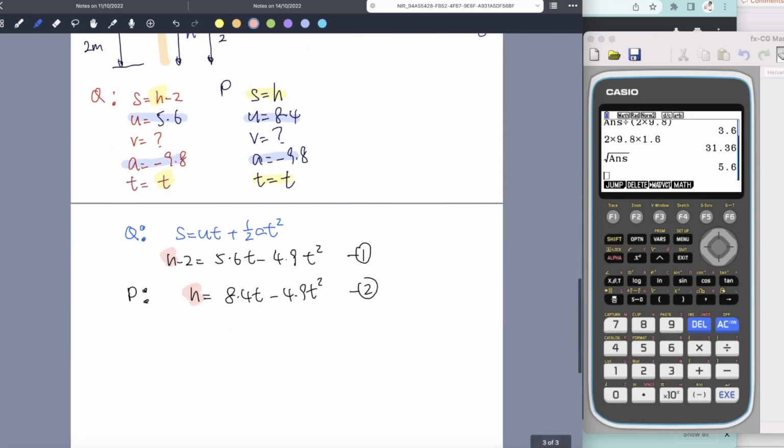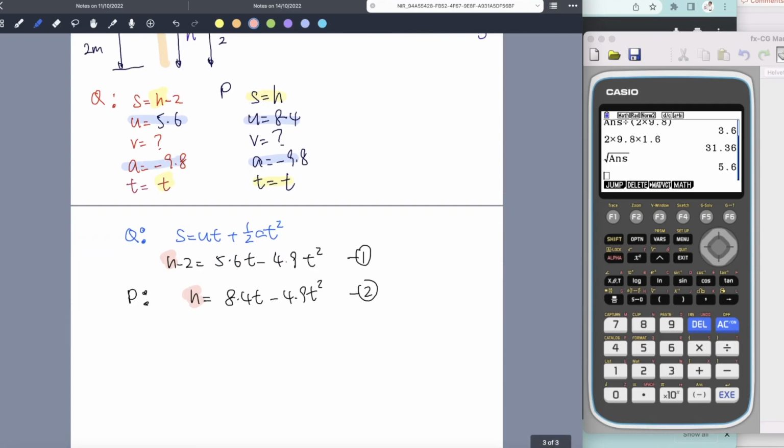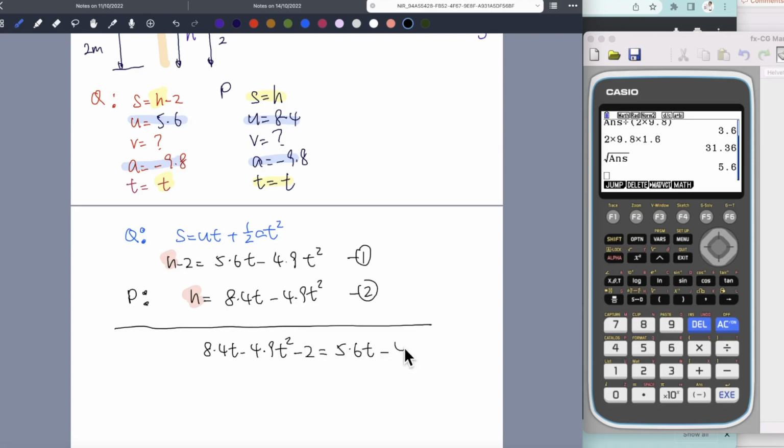It's not even a quadratic. Why is it not a quadratic? Because the minus 4.9T squared, we can clearly see that it cancels out. So 8.4T minus 4.9T squared minus 2 is 5.6T minus 4.9T squared. I use my highlighter to cross out terms. I don't use a pen to cross out terms, because that allows people to see that you have taken that into account.